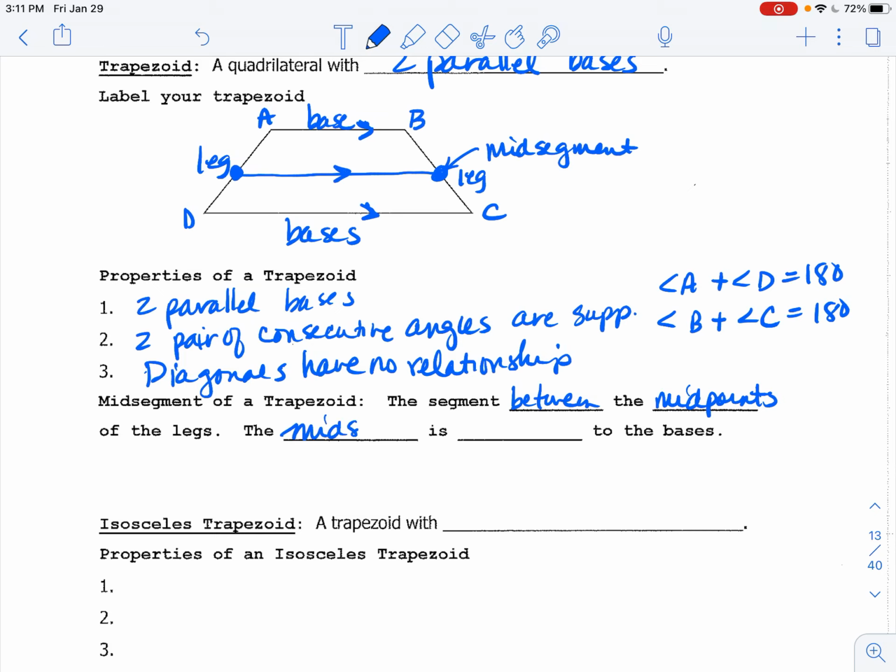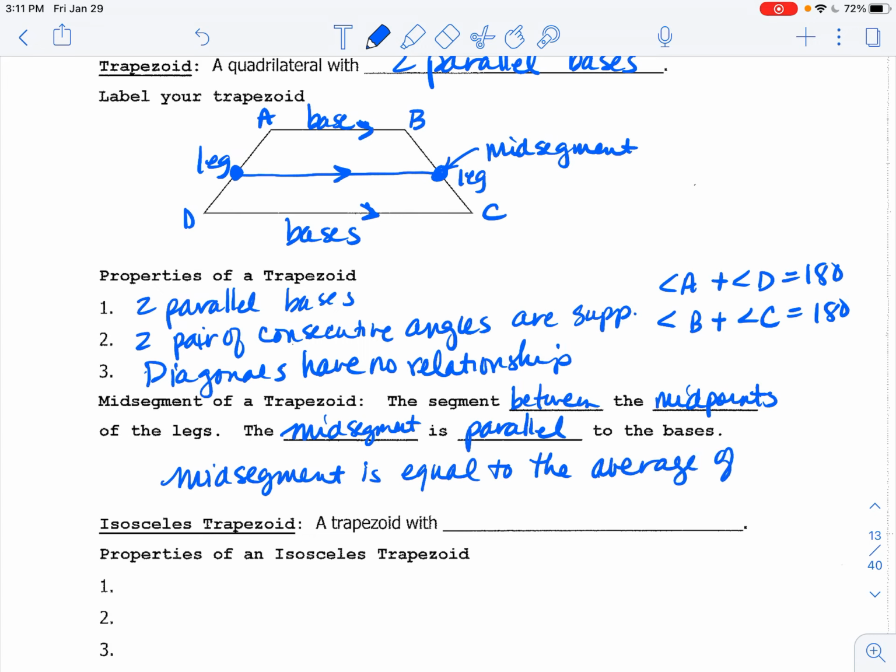So the mid-segment is parallel to the base, the bases. And the mid-segment is equal to the average, I'll write the word out, of the two bases.